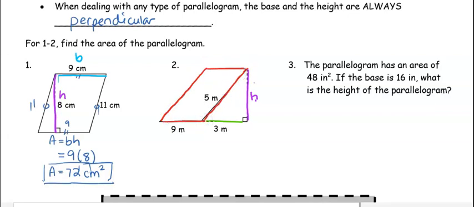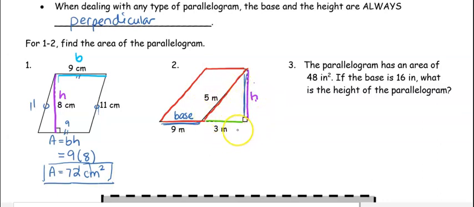So the base has to be one of those numbers. In this case, our base is going to be the 9 because the 9 runs perpendicular to the height. Your height is just the distance between your bases, the distance from the top to the bottom. It's labeled on the outside because it's set up for us to find what that missing value is.